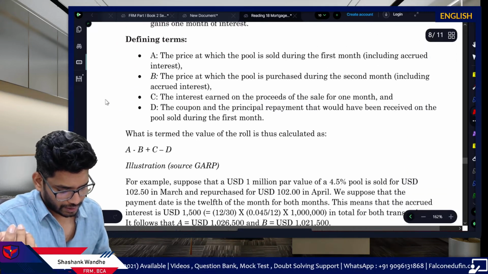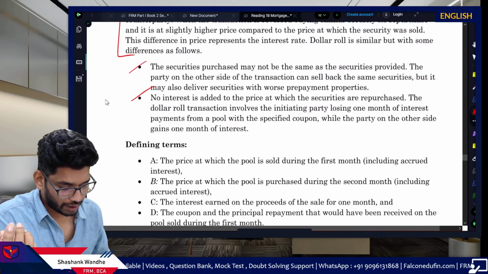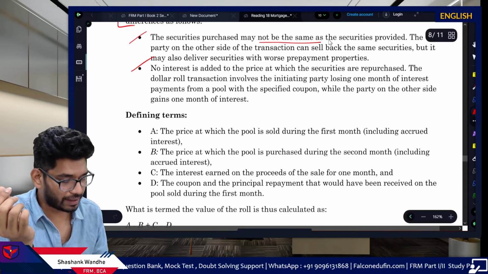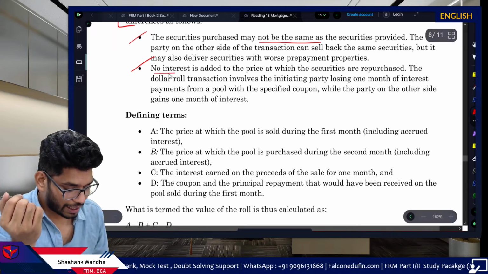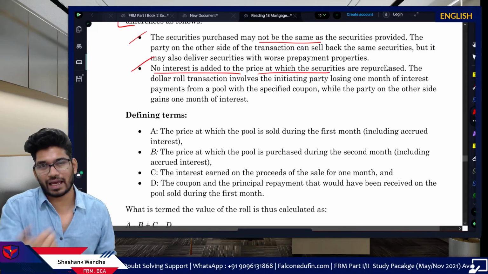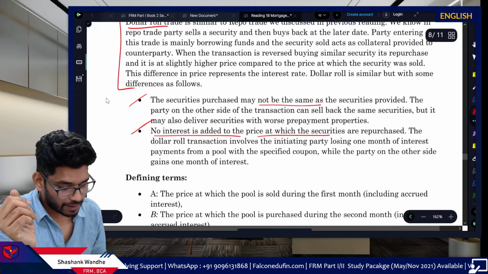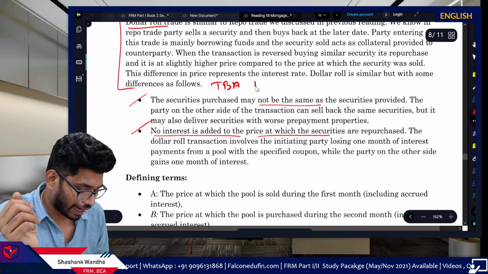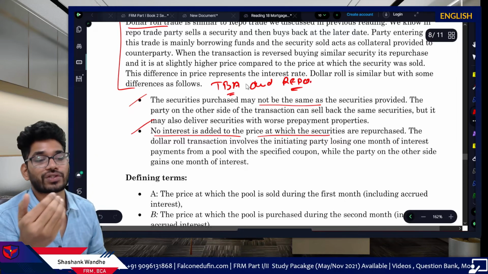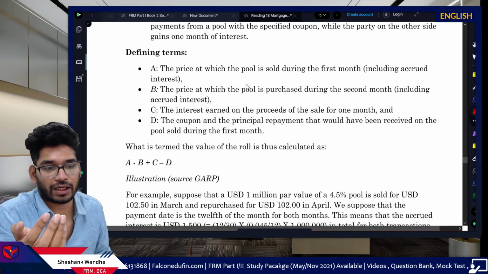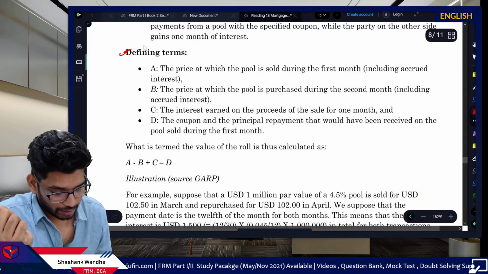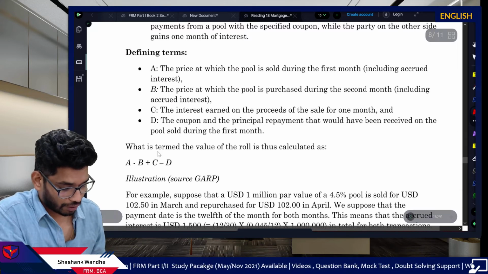Okay, so we will directly jump to the actual discussion. Here, the key point is the security purchased may not be the same. We already discussed. And no interest is added to the price at which the securities are repurchased. Again, the same thing. Okay. So this is a difference between the TBA and repo. Okay, so if GARP asks you the question, like what is the difference between the repo and TBA, you can use this. Then defining terms. So this is what we need for the calculation of the dollar roll.